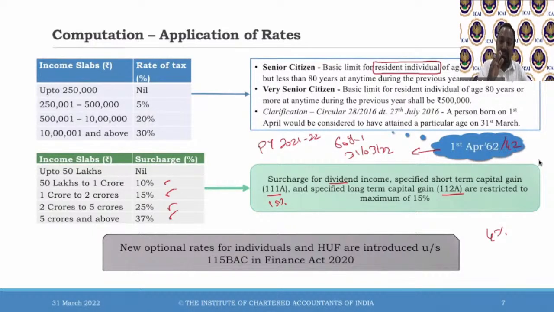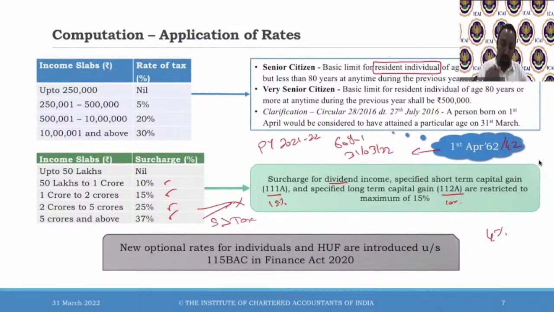So when you're having a surcharge above 15%, that is, a surcharge at 25 or 37, it means the surcharge is greater than the tax rate, which is not ideally right. So they're restricting it to 15%. Similarly, for long-term capital gain, it is 10%. So here also they are saying restricted to 15%.